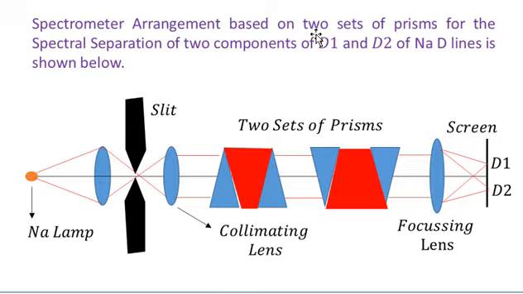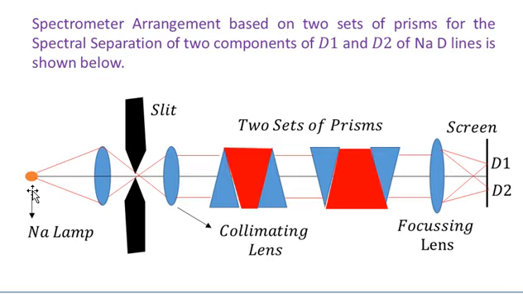A spectrometer arrangement based on two sets of prisms for the spectral separation of two components D1 and D2 from the sodium D lamp is shown below. So you see that in this setup we have the sodium lamp. This sodium lamp, which is a very filtered lamp, contains two wavelengths. One is called D1 and the other is called D2. So D1 and D2 are the two wavelengths present in the light from the sodium lamp, and we want to resolve them.